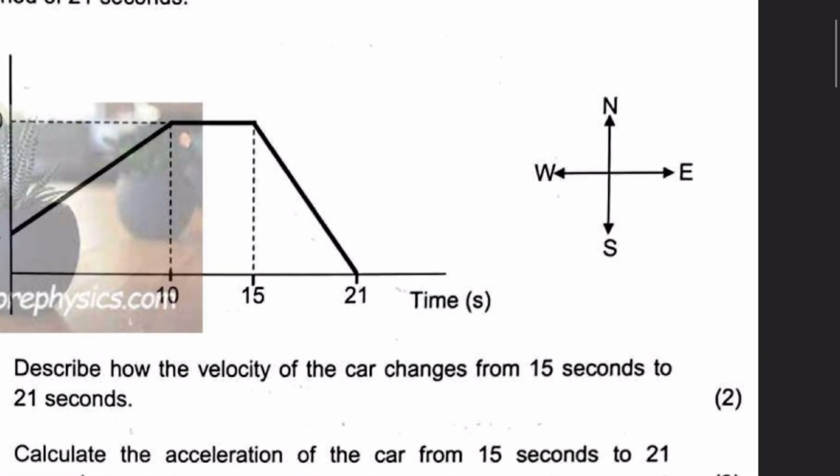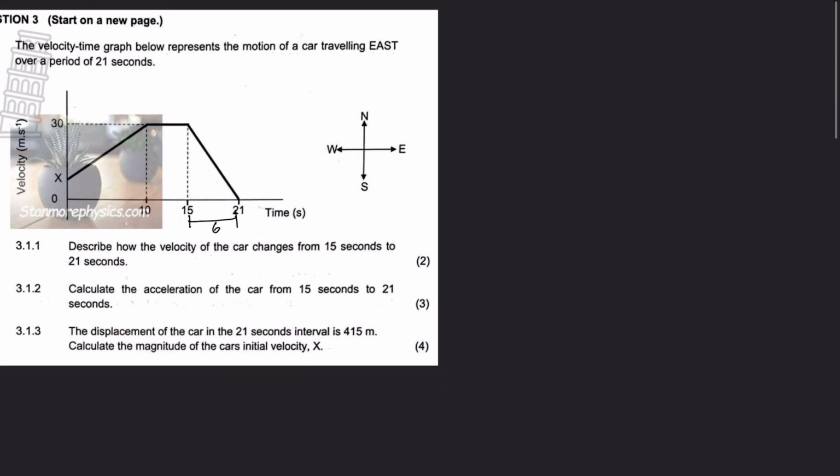Question 3.1. The velocity time graph below represents the motion of a car traveling east over a 21-second period. So we have this graph. 3.1.1 says describe how the velocity of the car changes from 15 seconds to 21 seconds. So 15 seconds to 21, that is a 6-second period, and they want us to describe what is happening in that 6-second period.